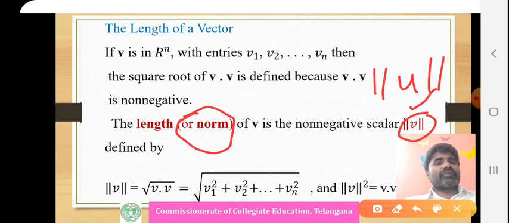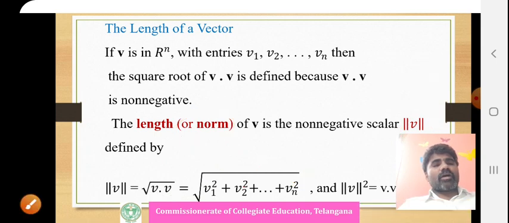The length or norm of a vector v is a non-negative scalar denoted by this symbol, norm v, and it is defined as norm v equals the square root of v dot v. That is the square root of v1, v2, ... vn components. That's why v dot v is v1 square plus v2 square plus vn square, so the norm is the square root of v1 square plus v2 square plus vn square. It is known as the inner product, and this is the norm of the vector v if it consists of n components.